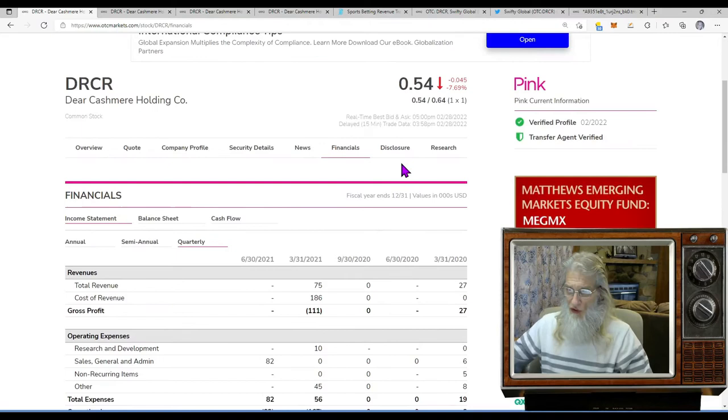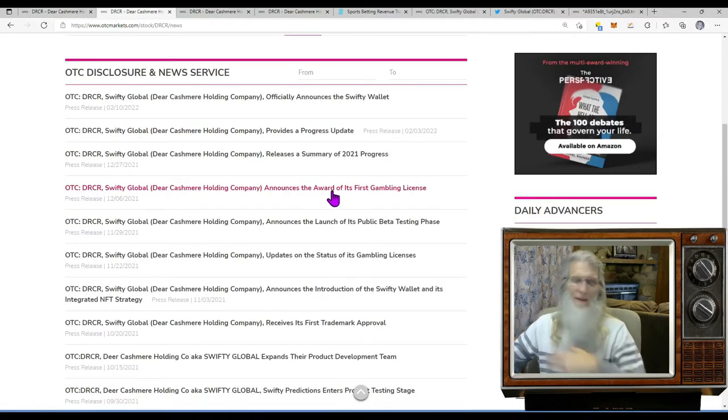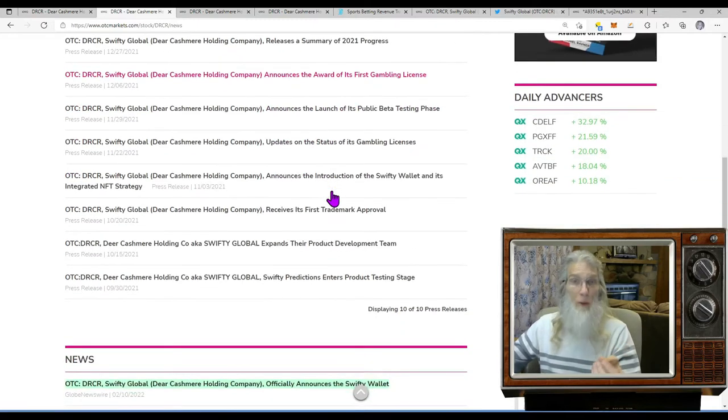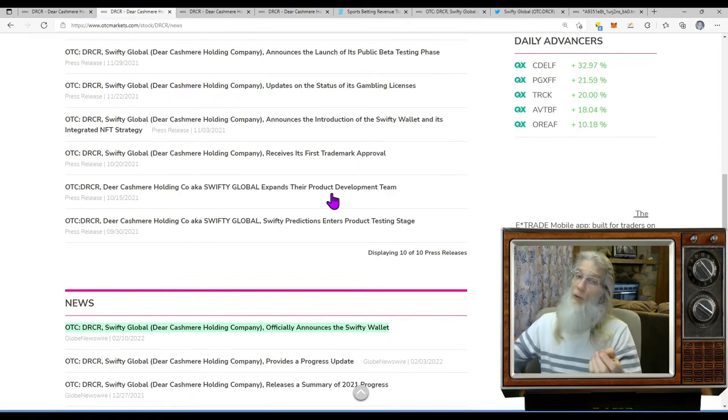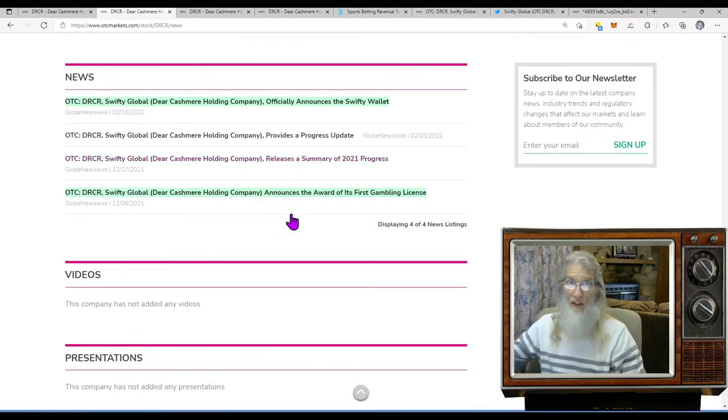We got no disclosures really to talk about, so let's just jump over to that news. Now, they've had lots of news. They've been talking about their beta testing on the wallet. They've been talking about the progress on their prediction app. And they've been really talking about the applications for gambling licenses. They've been applying from country to country, from state to state. And finally, one came in. They could not progress any further until they had a license. So they got one here in December.